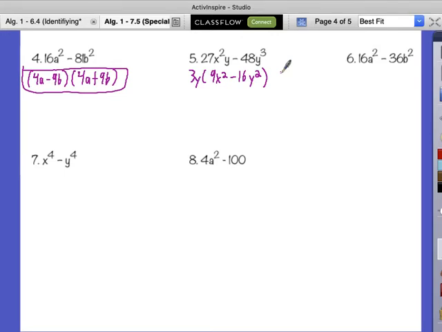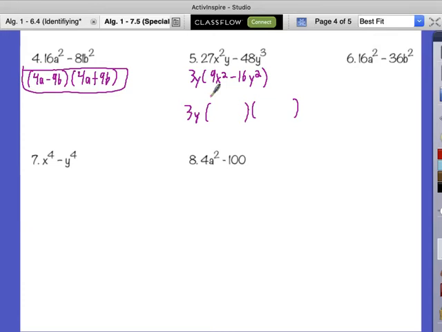Now, 9x squared minus 16y squared, how many terms is that inside the parentheses? 2. Now is 9x squared a perfect square? Is 16y squared a perfect square? Yeah, so do you have a difference of 2 squares inside? Yeah. So just like before, we can keep going. Business is normal inside the parentheses. We just have to have the GCF outside.